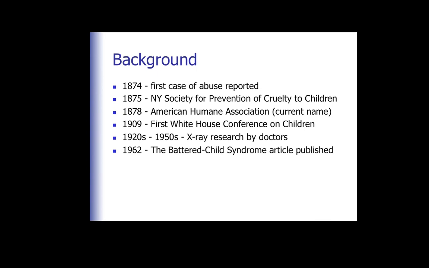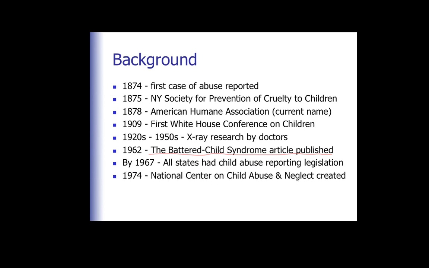In 1962, this battered child syndrome article was published. I think there's a question on the test about that, what that was about. What is that? What did that mean? We'll get to that in a second. All states had child abuse reporting legislation by 1967. And that doesn't seem very long ago. It does to you, but that's not very long ago to me. And then the National Center for Child Abuse and Neglect was created.